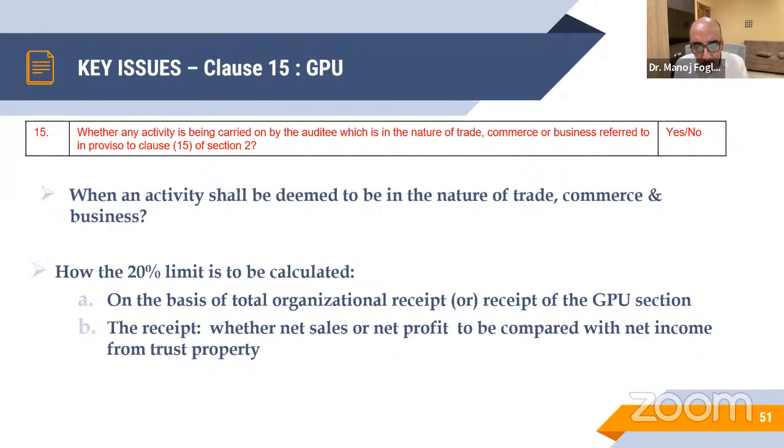So therefore, on a plain reading of section 2(15), we are of the opinion that if an organization is having incidental business activity, then the gross turnover of the organization from such business should not be more than 20% of the total receipts of the organization, including the gross turnover from such business activity. So that is how these two limits should be calculated: the aggregate receipts and the gross receipts from the business. It is not the net income from business. Some organizations and auditors take net income from the business, but that is not what is stated in the statute.